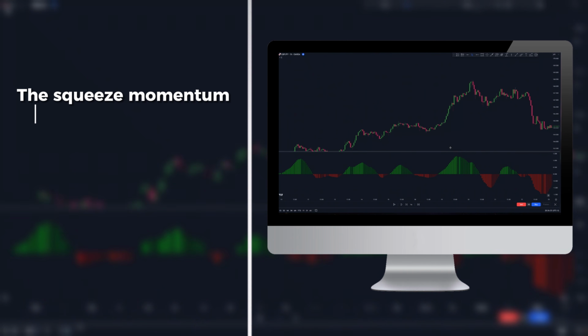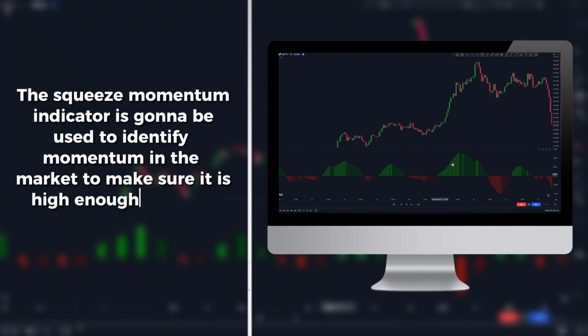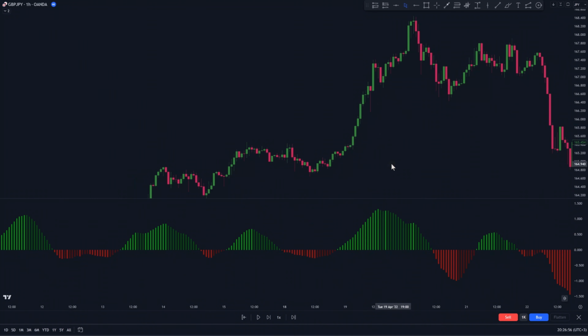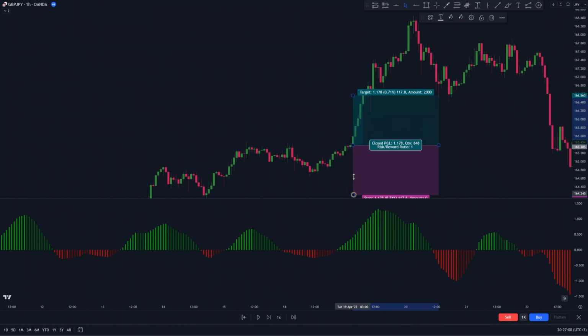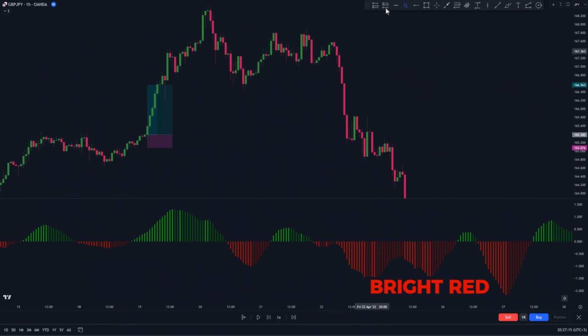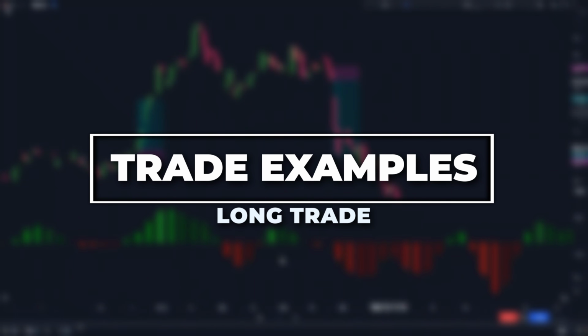The squeeze momentum indicator is going to be used to identify momentum in the market to make sure it is high enough for us to enter long and short trades. We will only enter long trades when the histogram of the squeeze momentum is colored bright green, and only short trades when the histogram is colored bright red. Now, let me show you how we can take trades using this combined indicator strategy.